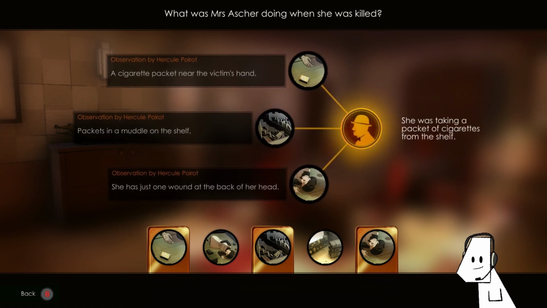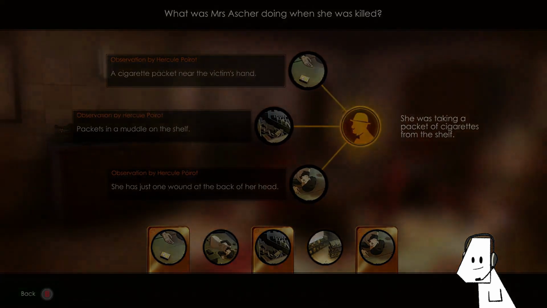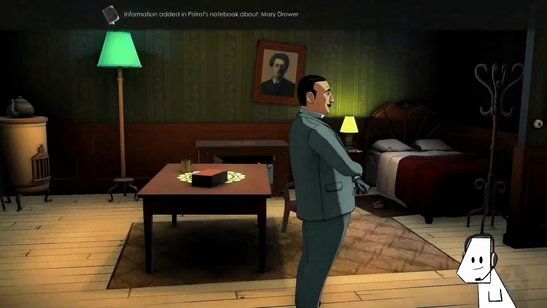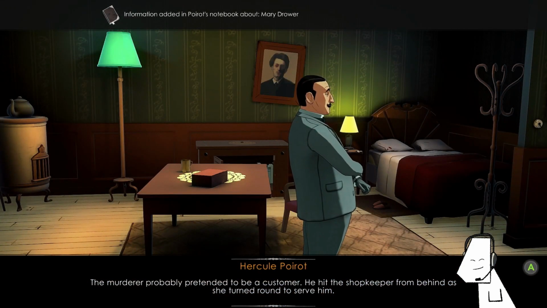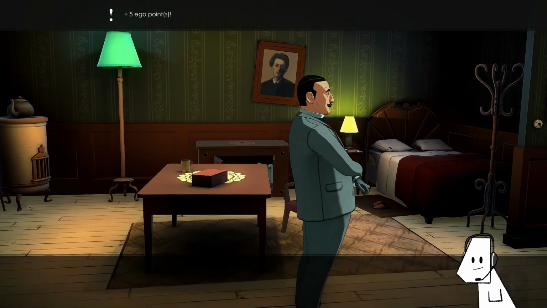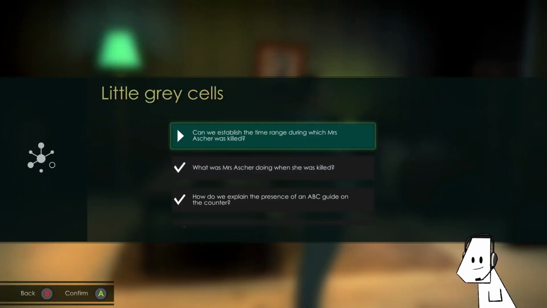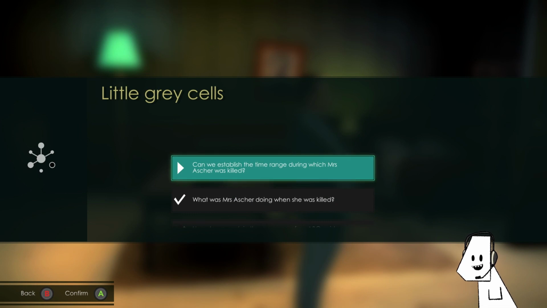She was taking a packet of cigarettes from the shelf. Boom. The murderer probably pretended to be a customer. He hit the shopkeeper from behind as she turned around to serve him. Cool. I mean, I can't believe we made that mistake. It made her cry. We are a donkey.